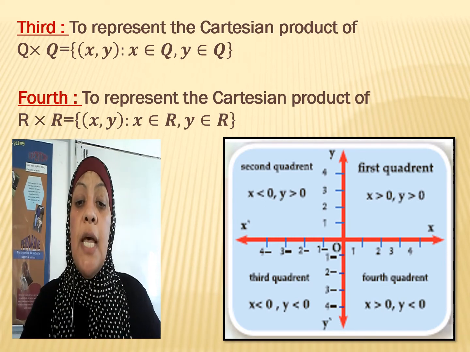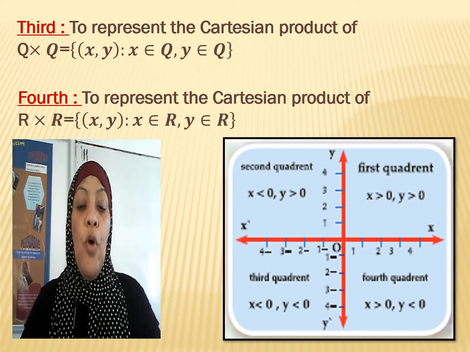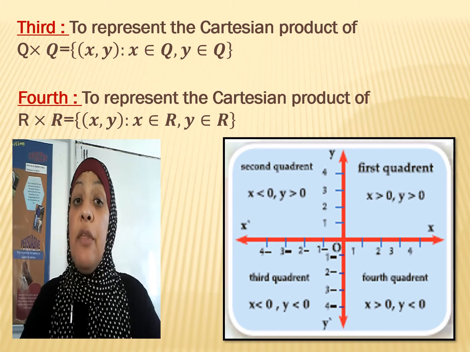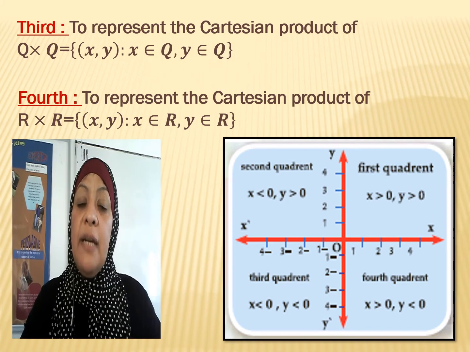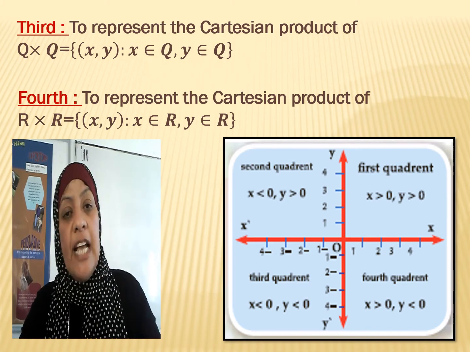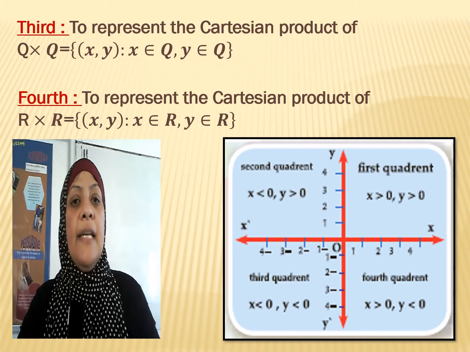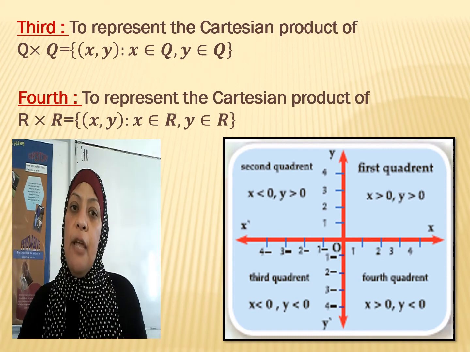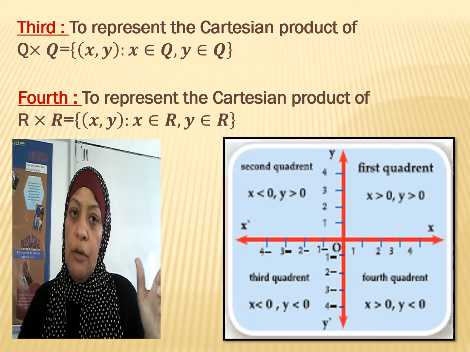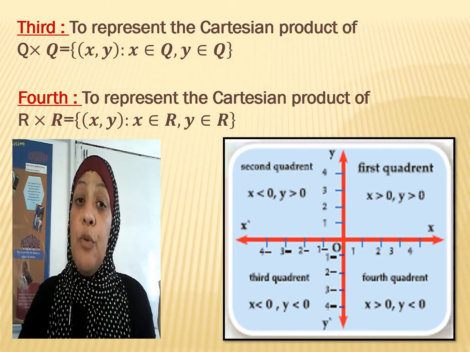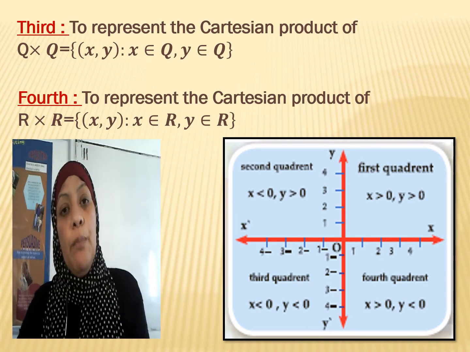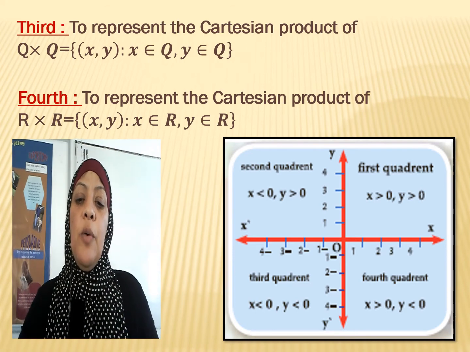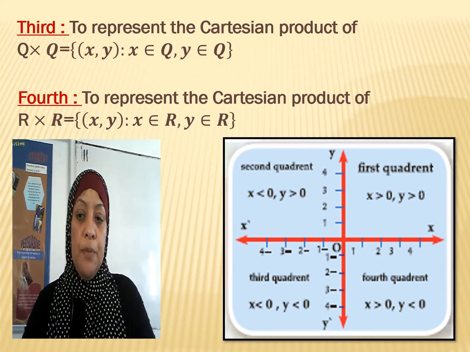What do you notice? Negative from the y-axis, positive from the x-axis. So what's the form of this ordered pair? (a, negative b). So any ordered pair of the form (a, negative b), positive for the first projection and negative for the second projection, is located in the fourth quadrant. Okay?